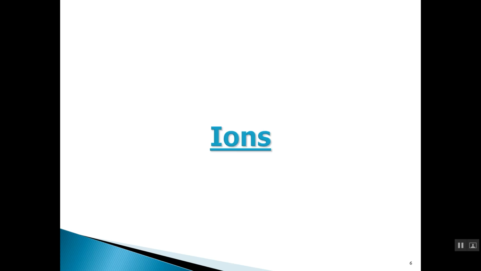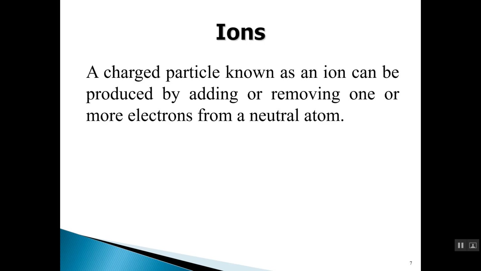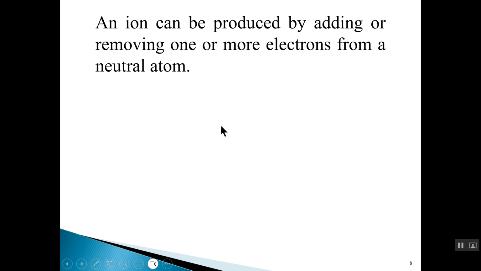With that out of the way, let's get into a discussion of ions, which is the main heart of what we'll be discussing today. An ion is basically a charged particle that can be produced by removing or adding one or more electrons from a neutral atom. That's basically what we mean by the term ions.